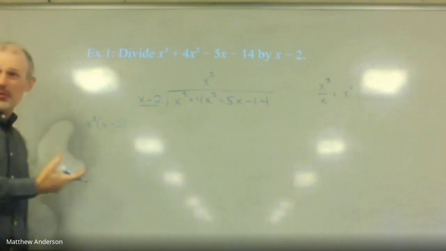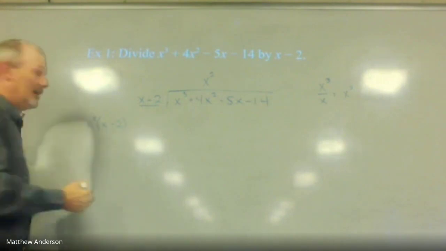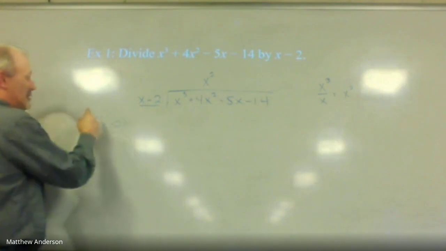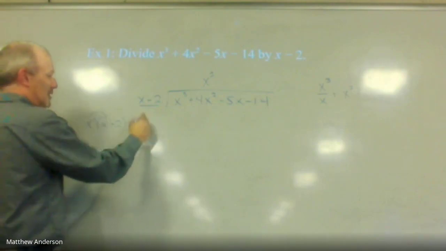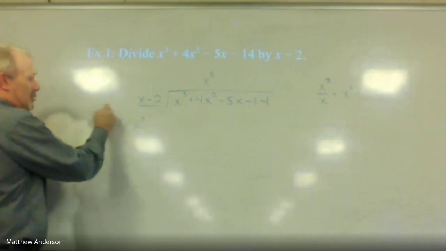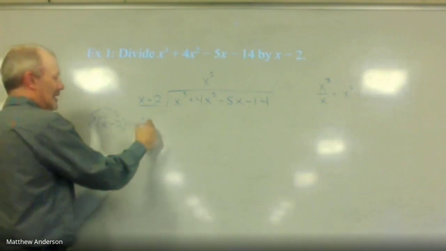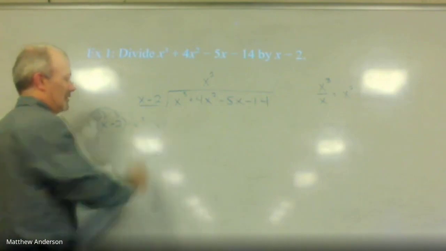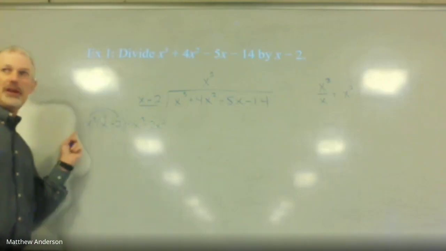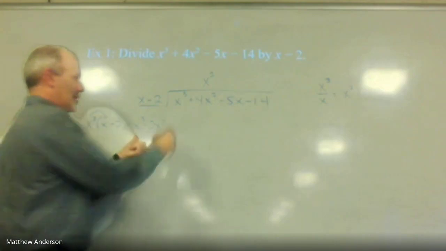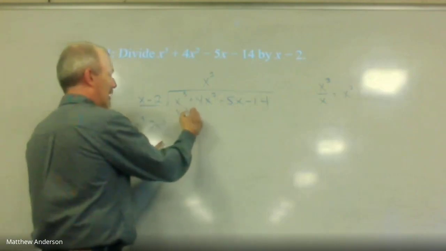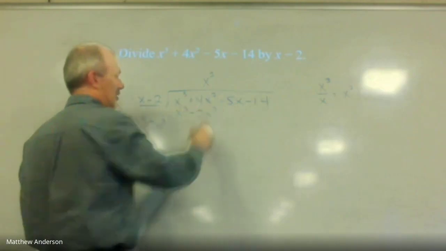Just like we did with the 32, right? And when we multiply this, we have to distribute. So x squared times x is going to be x cubed. And then x squared times negative 2 is negative 2x squared. Is everybody okay with multiplying this times this? Now we're going to take this and we're going to put it under here. X cubed minus 2x squared.